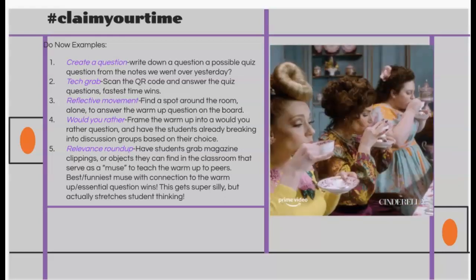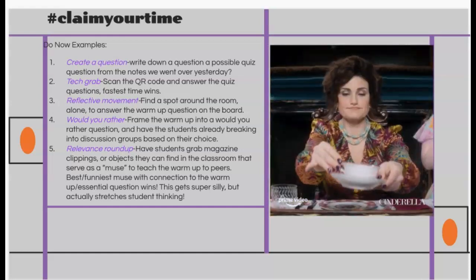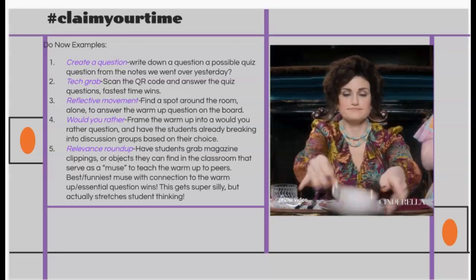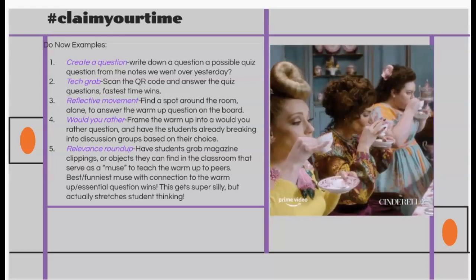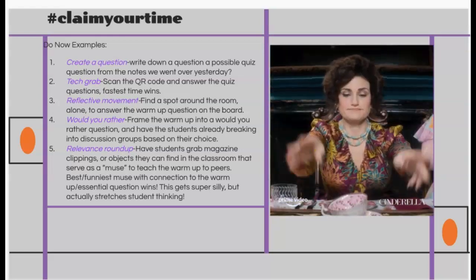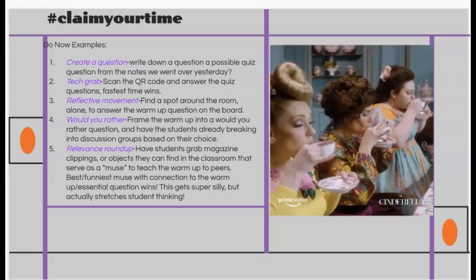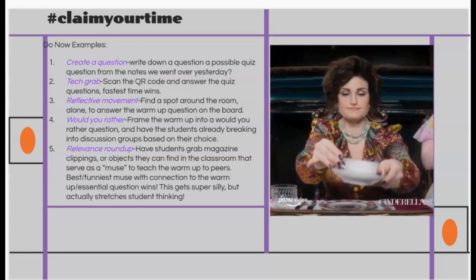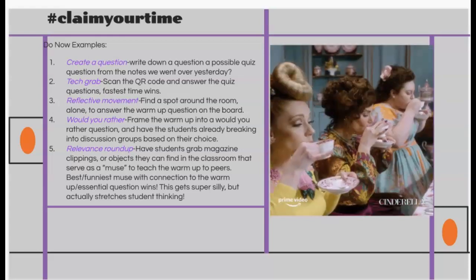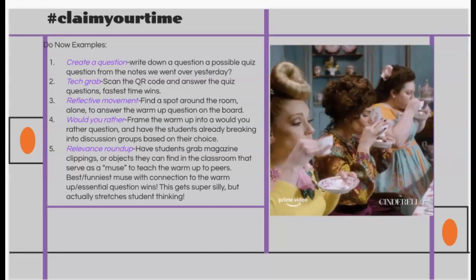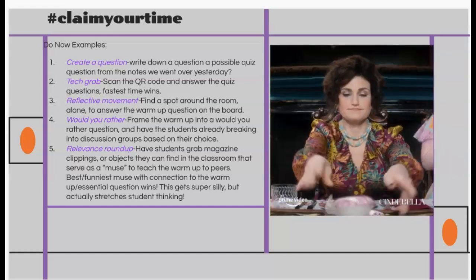Tech grab. Have students grab their phones and scan a QR code and answer a quiz question and have the fastest time win. Reflective movement. Have students come in, find a spot around the room alone, and answer the warm-up question on the board with soft music playing. Would you rather? You can frame the warm-up into a would you rather question and have students already breaking into discussion groups based on their choice.